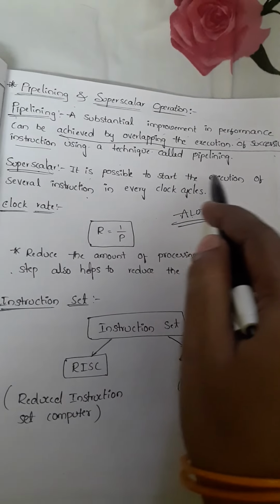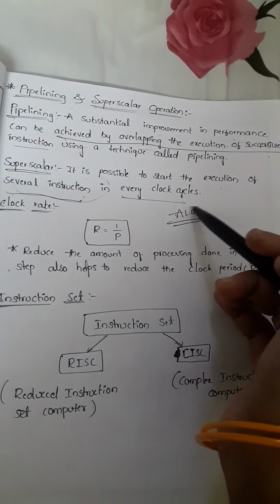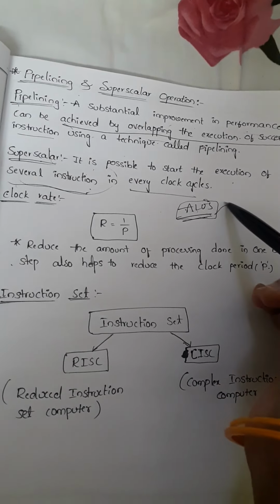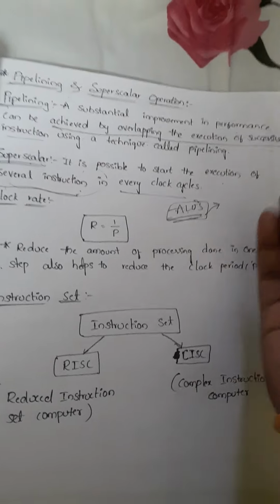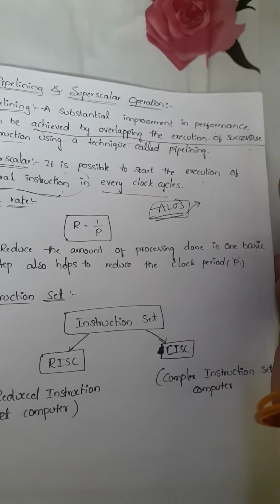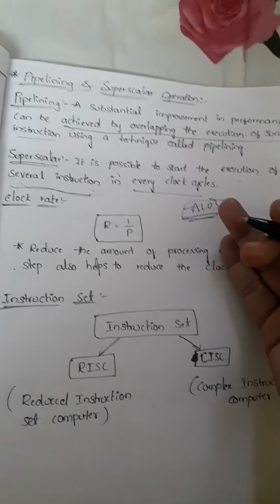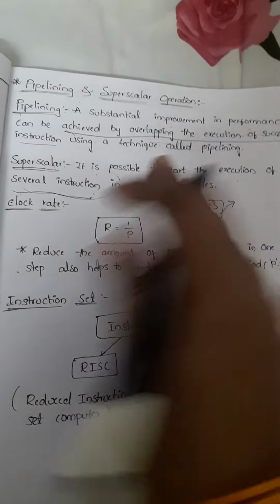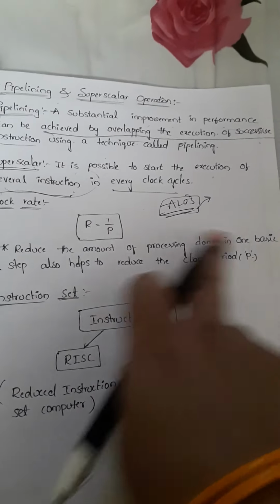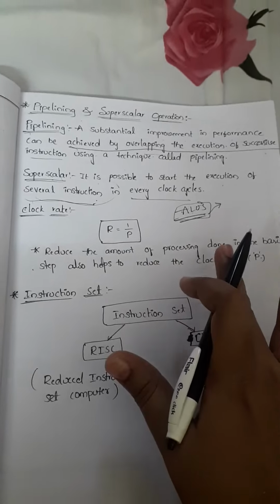So it is possible to start the execution of several instructions in every clock cycle. Several instructions means it consists of more ALUs, so automatically it will perform different tasks at a time. In a single time it will perform different operations. Automatically the time will be reduced and performance will be increased. So in superscalar, what is the clock rate? R equals 1 by P. So reduce the amount of processing done in one basic step, which also helps to reduce the clock period. So this is the hardware design.